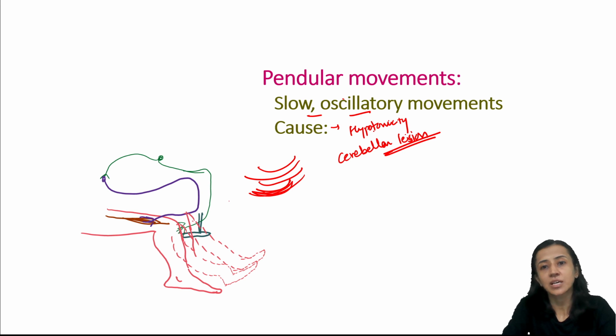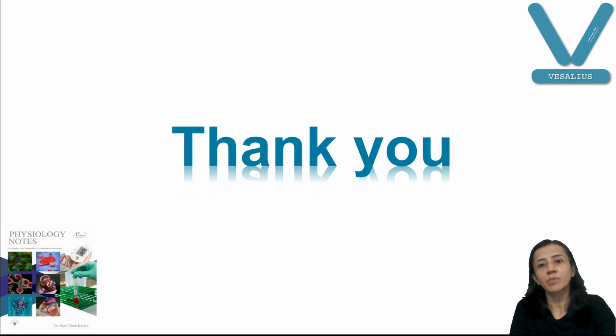So these are pathological reflexes. I repeat, one is Babinski sign, second is clonus, and third is pendular movement. So this is all about reflex action. In the next lecture, next class, we will discuss the properties of reflex action.